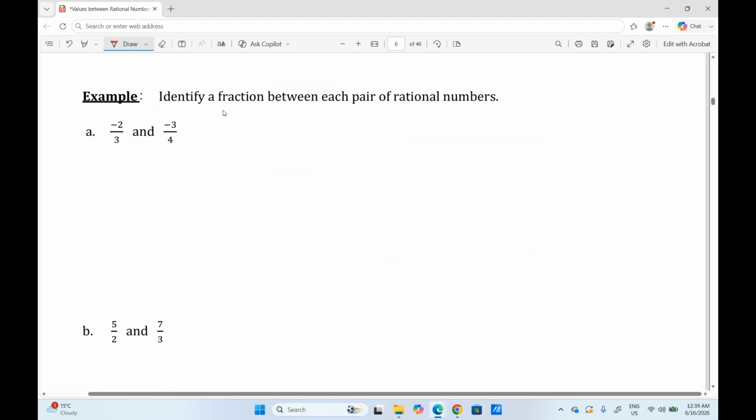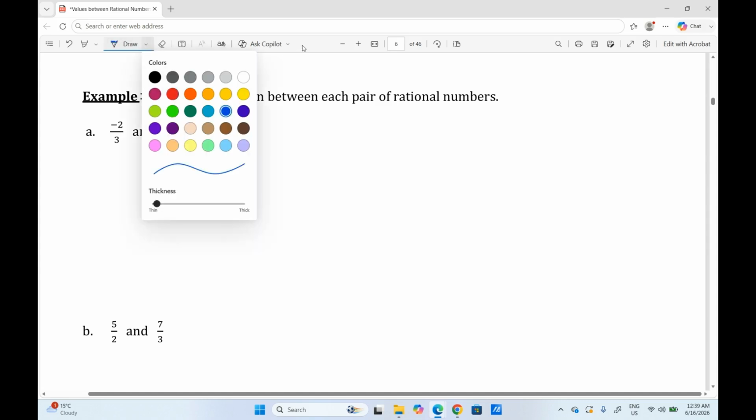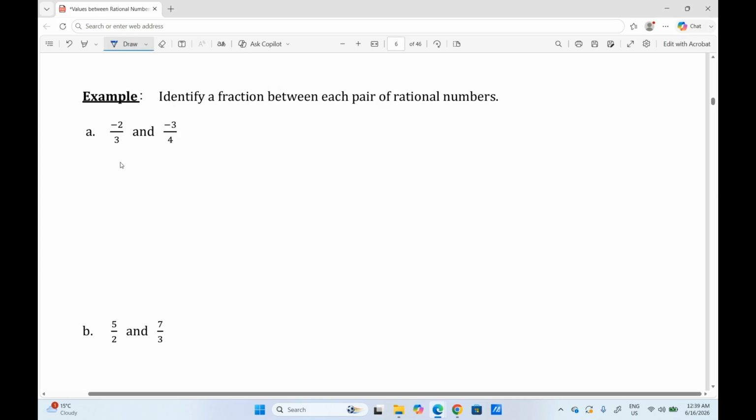Okay, now let's identify a fraction between each pair of rational numbers. So for these fractions here, if you want to list them as fractions, what I would do is this. I would get a common denominator first, so I can times the 3 by 4 on the bottom here. If I do that, I times the top number by 4 as well. I'm going to times the 4 by 3. If I do that, I times the top number here by 3 as well. So this should get me negative 8 over 12. And this now would be negative 9 over 12.